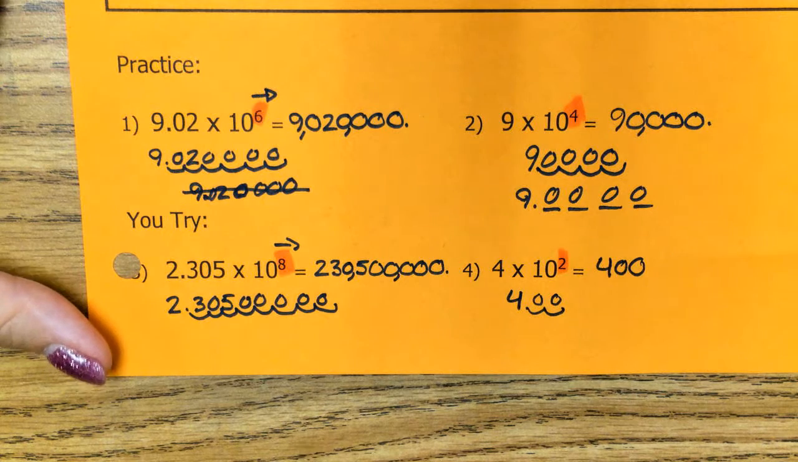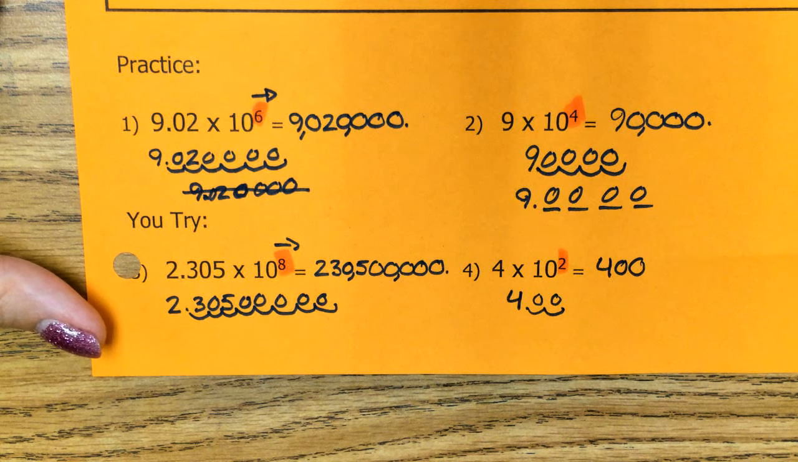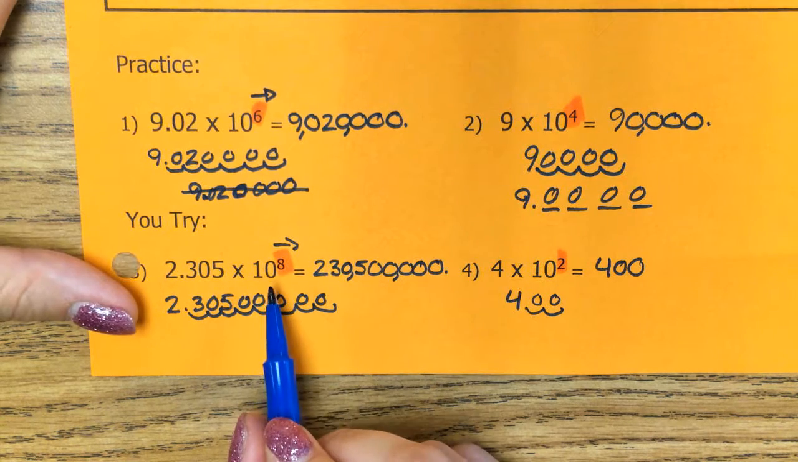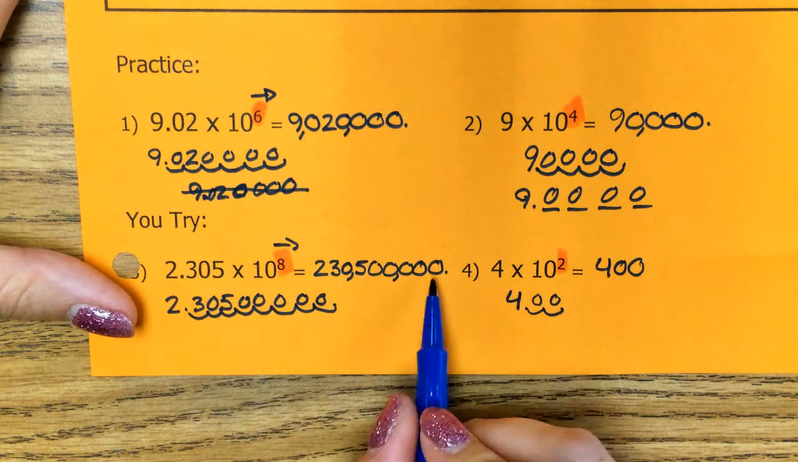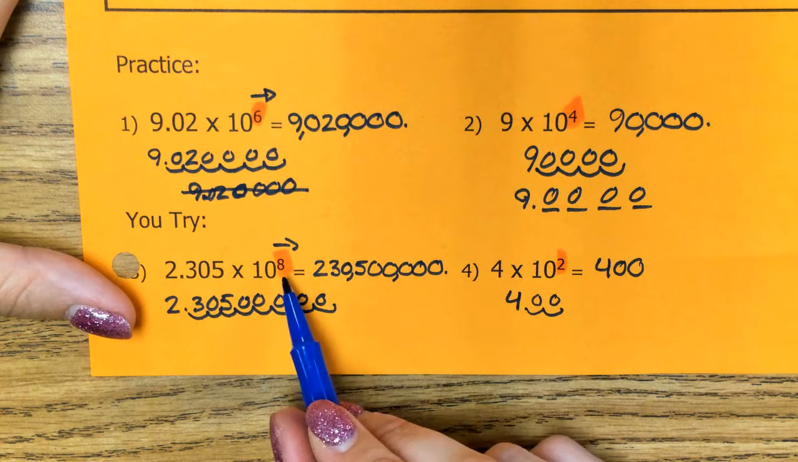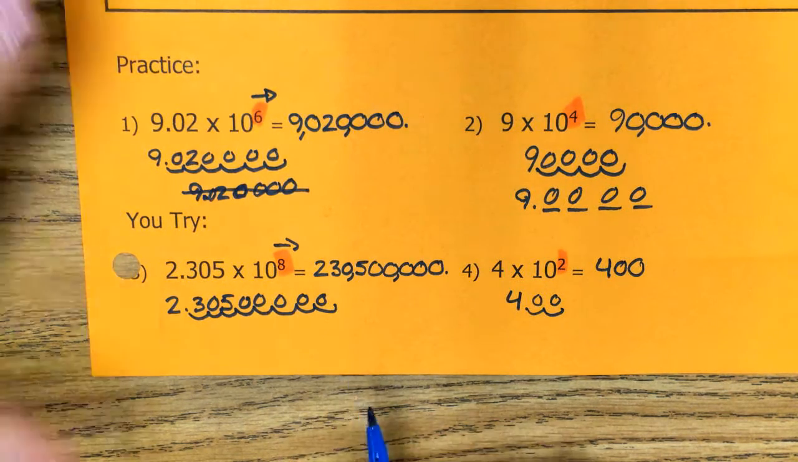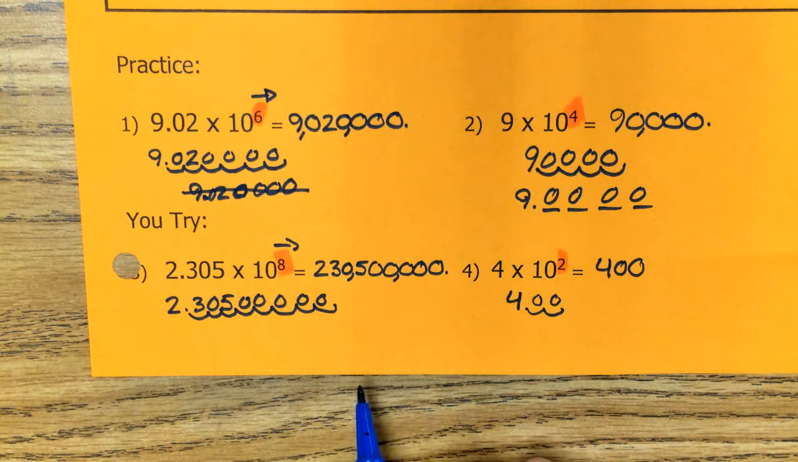Okay, so I just moved the decimal point. I moved it. I'm not adding 2 zeros, because look at this one. I didn't add 8 zeros. This one I only ended up adding 5 zeros, even though the power was 8. It's how many times you move the decimal, not how many zeros you add.